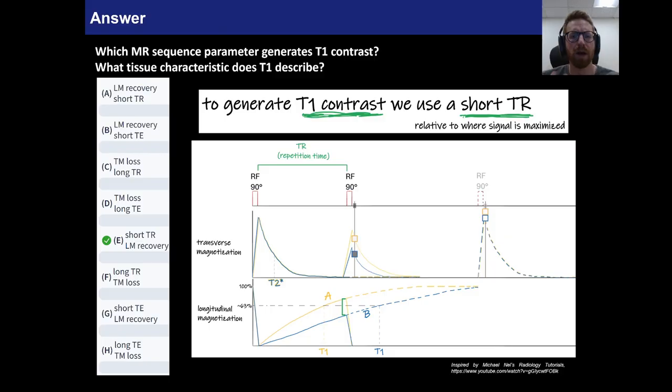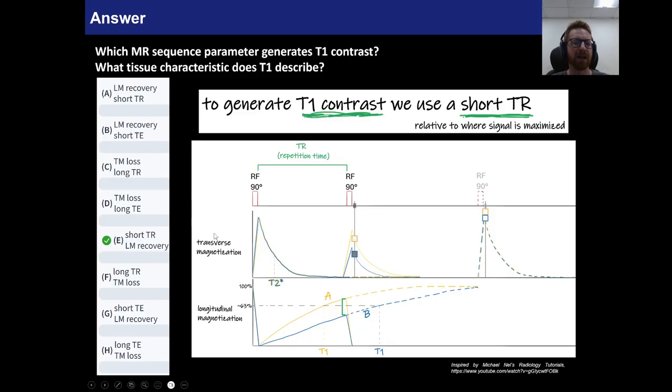Okay, so we'll come back to gadolinium in a second. So which MR sequence parameter generates T1 contrast? So again, the first four answer choices are wrong. Longitudinal magnetization recovery, transverse magnetization loss. These are tissue properties. We can't control them. They're not MR sequence parameters.